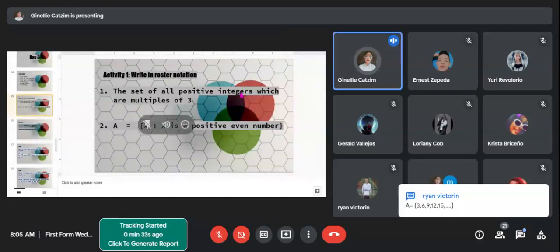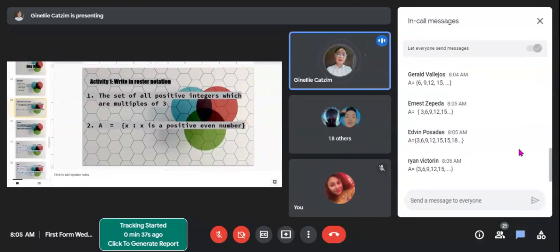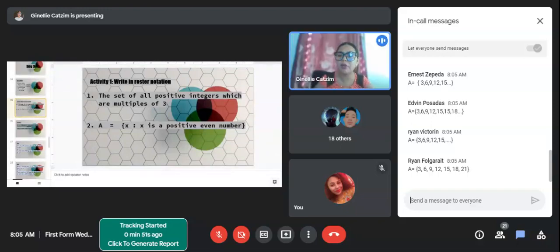Any letter from the alphabet could work for naming a set. It doesn't have to be A, B, C, or Y, or X. It can be any letter of the alphabet, right? Okay, very good. We have Ernest, Edwin, and Ryan sharing. Now for number 2, what would we see?